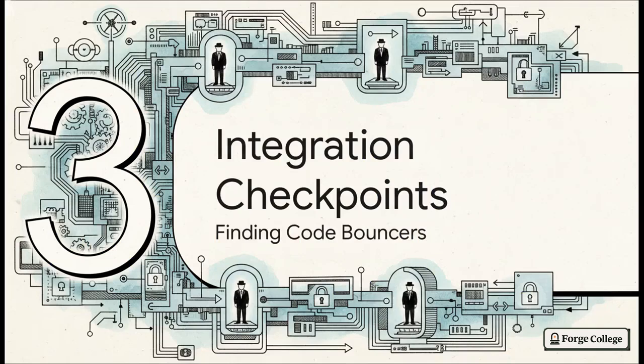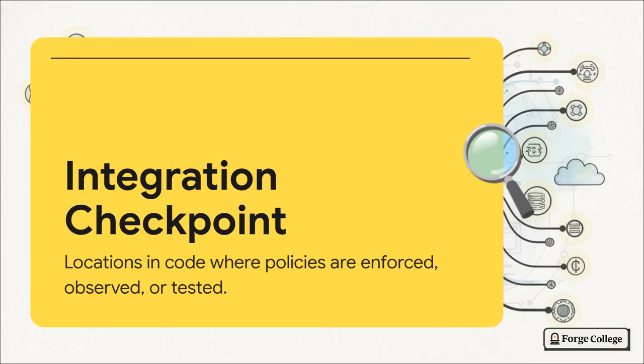Section 3. Spotting integration checkpoints. So you might be wondering, where exactly do all these security checks actually happen? Well, that brings us to the integration checkpoint. Remember the bouncer from a minute ago? This is that exact, literal moment. The bouncer checks your ID. It's the concrete location in your code where your policy is actually enforced, observed, or tested. It is the exact spot where your high-level security integration and your low-level implementation finally converge.